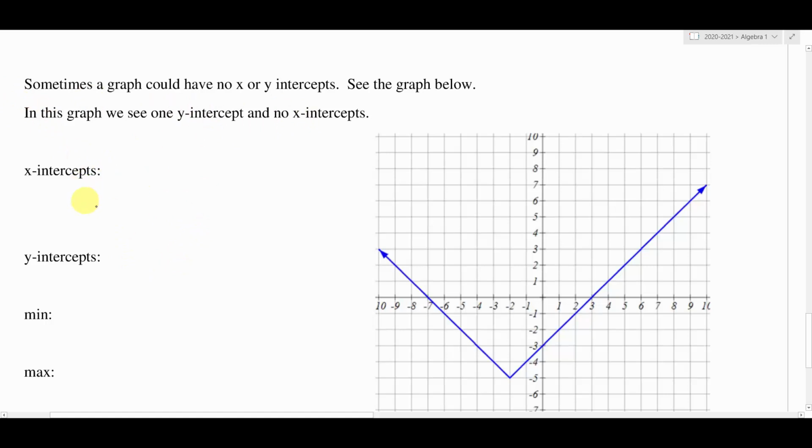All right, so let's take a look at this next one. We have a different shaped graph here. This is a V shape, and this is created by a function known as an absolute value function. We'll talk about those later, and you might notice the instructions here. Just ignore those. I forgot to delete those from yesterday when I copied and pasted, so I apologize. But our goal is to find x-intercepts, y-intercepts, min, and max from this graph that we're provided here.